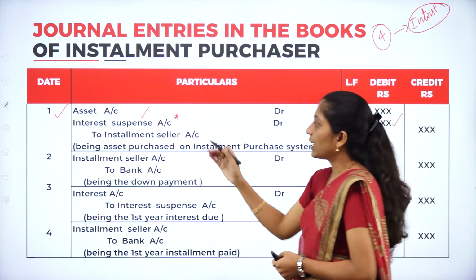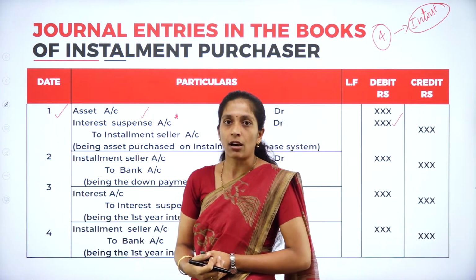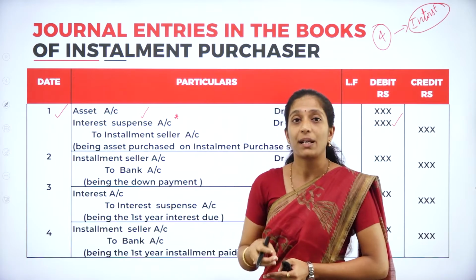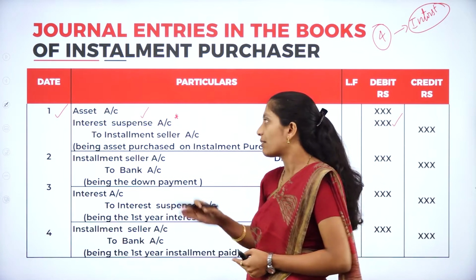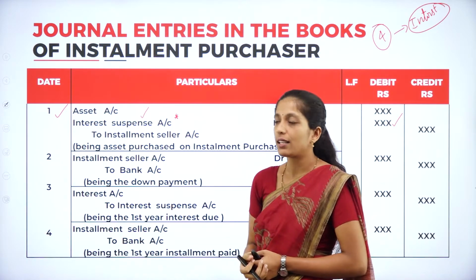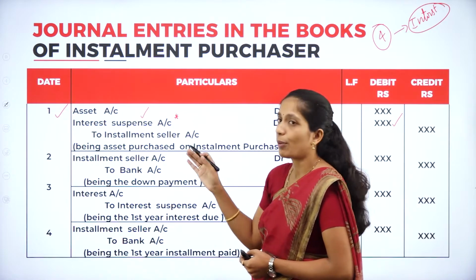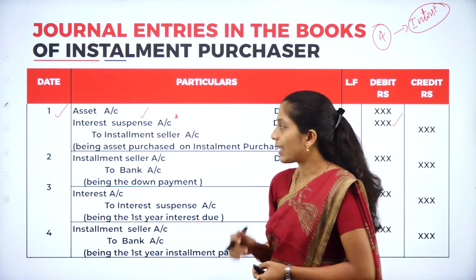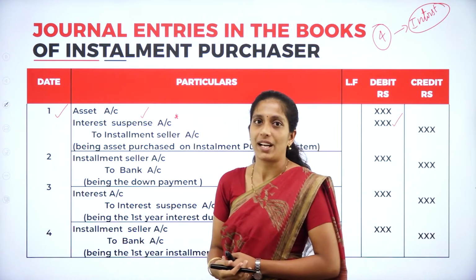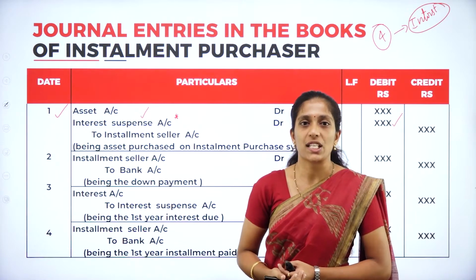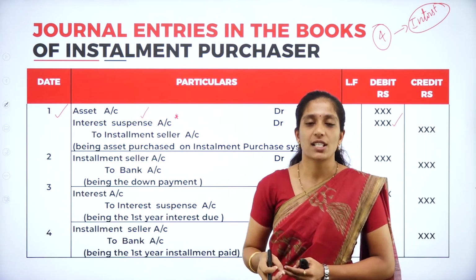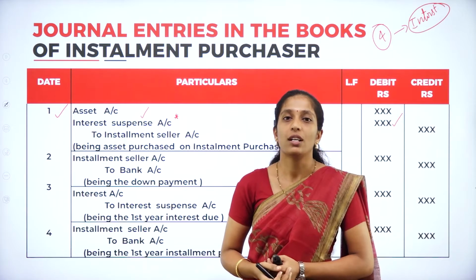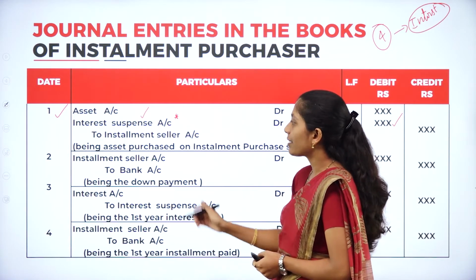And why are you crediting installment seller account? Because here the installment buyer is purchasing the asset from the installment seller, correct? So this is your first entry for purchasing of asset. And the next entry is for what? Down payment. As usual, like in your hire purchase system, here also after purchasing the asset, the second entry is for down payment.